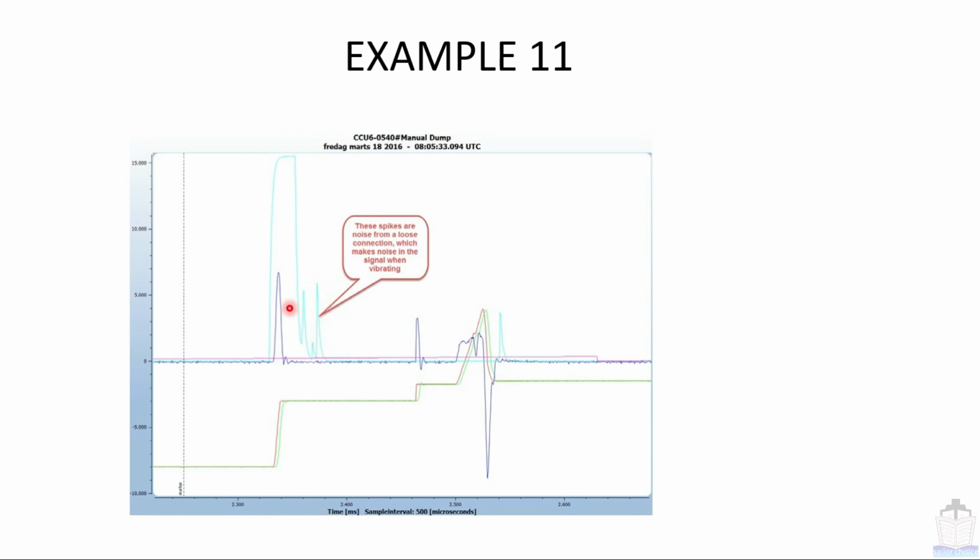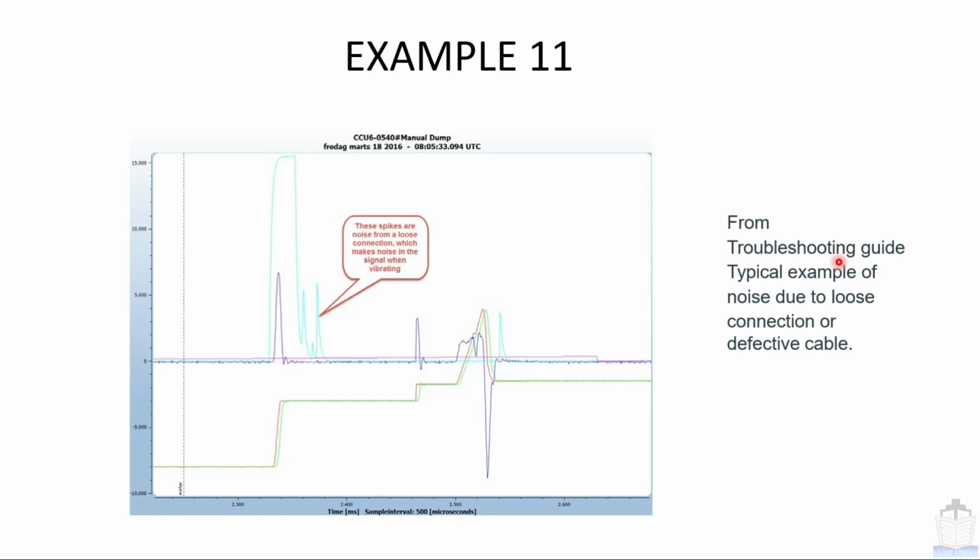So this is just for your reference, that if you find this sort of a spike, then it can be possible just because of wire looseness. So from troubleshooting guide, typical example of noise due to loose connection or defective cable.